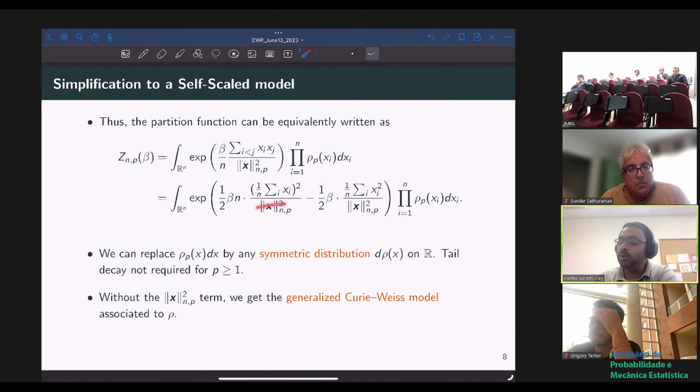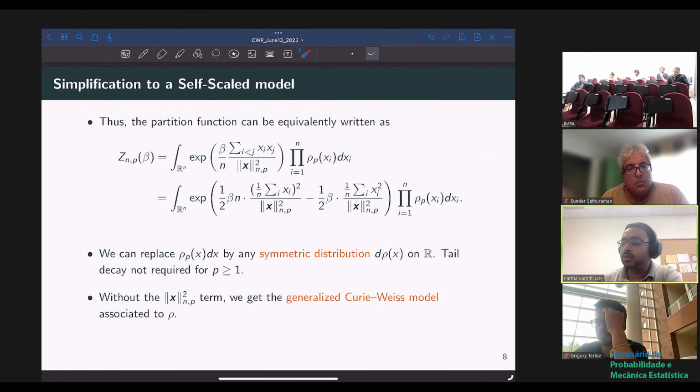Now, if one removes this restriction, so this denominator, just keeping the usual Curie-Weiss model with this generalized product of d rho x, then one actually gets the generalized Curie-Weiss model. The classical Curie-Weiss model is when rho is symmetric plus or minus 1 with probability half and half, but one can replace it by a general rho and get the generalized Curie-Weiss model.